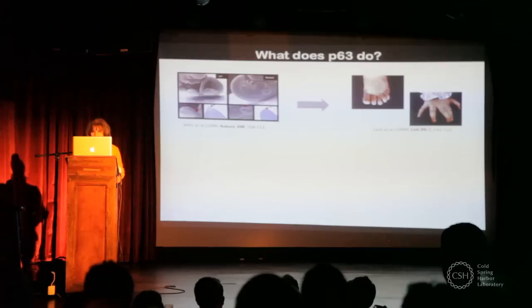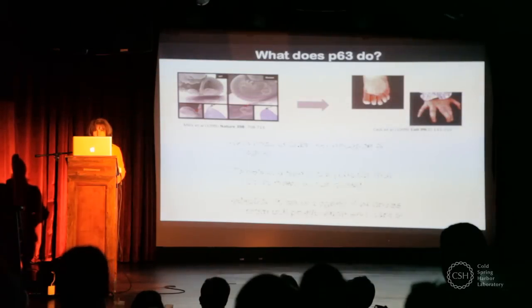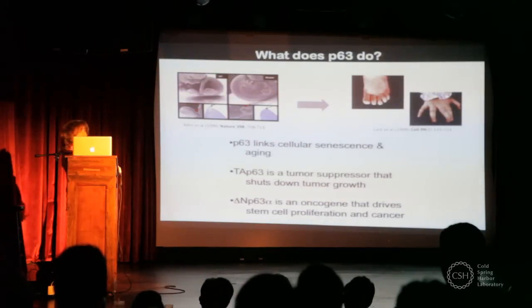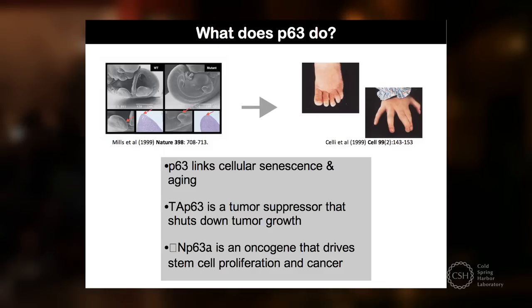So that was really pretty nice. And what we were able to show more recently in my lab at Cold Spring Harbor is p63 is important in organismal aging. It's actually important for replenishing your stem cells throughout your life. And if you don't have very much, you grow old at an earlier stage. So that was really interesting.